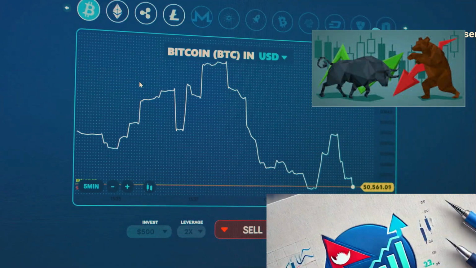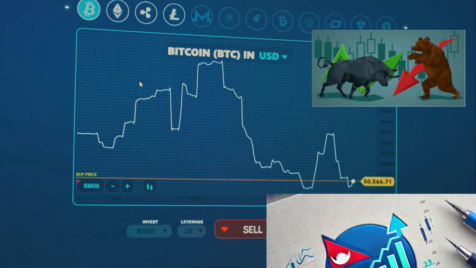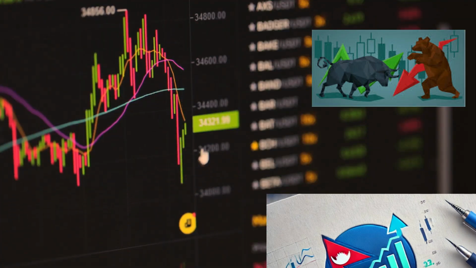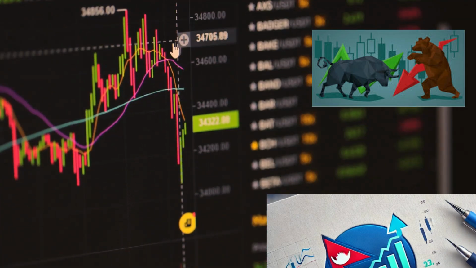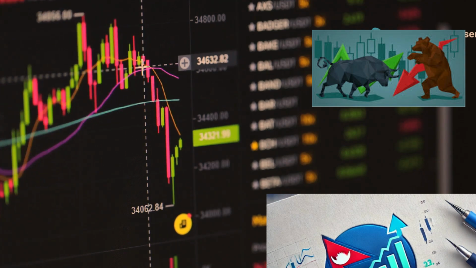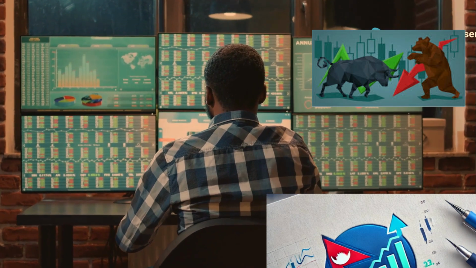This candlestick has a small body at the bottom and a long upper wick. It tells us buyers pushed the price up, but sellers quickly took control, driving the price back down near its opening. Just like with a hammer, confirmation is crucial.